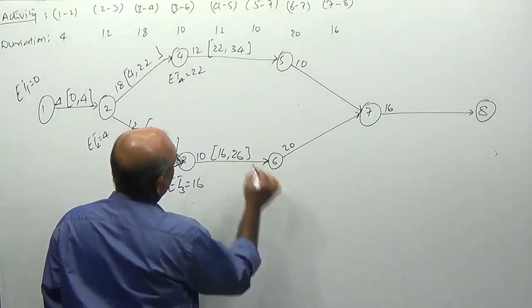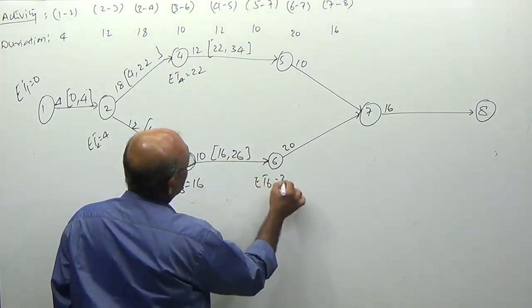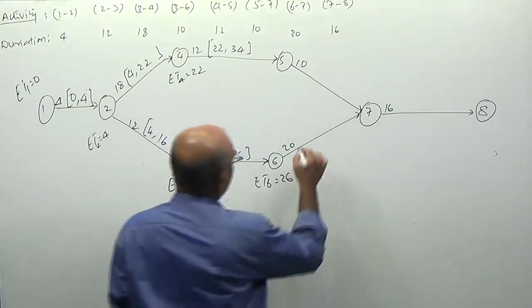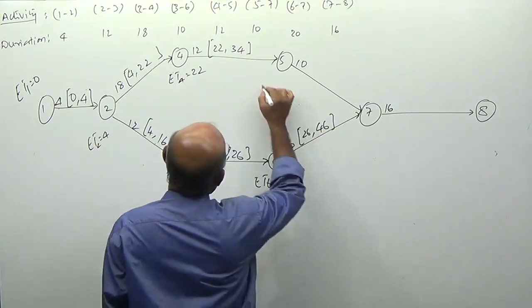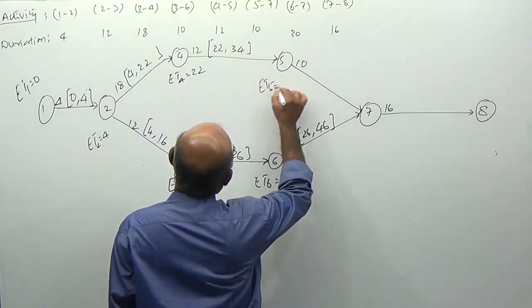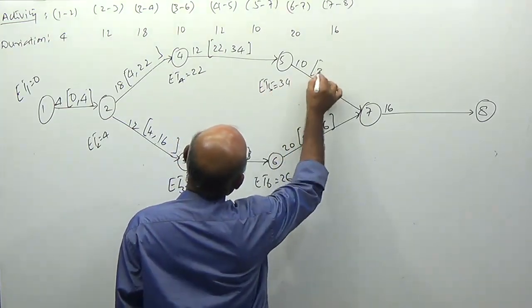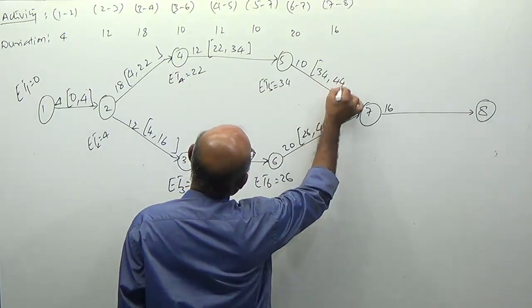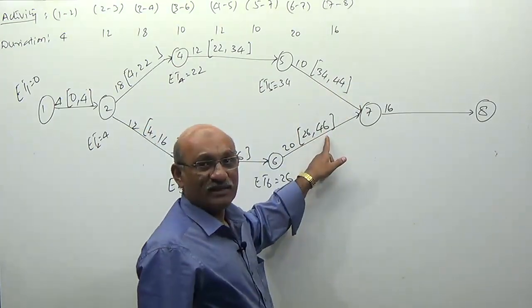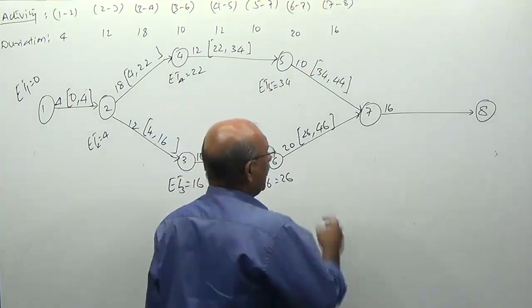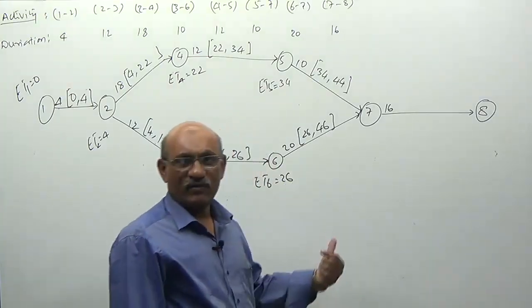16 plus 10, 26. 26 plus 20, 46. Earliest timing of 5 is 34. 34 plus 10, 44. 44 and 46, maximum is 46. Logic already I explained in the previous question.